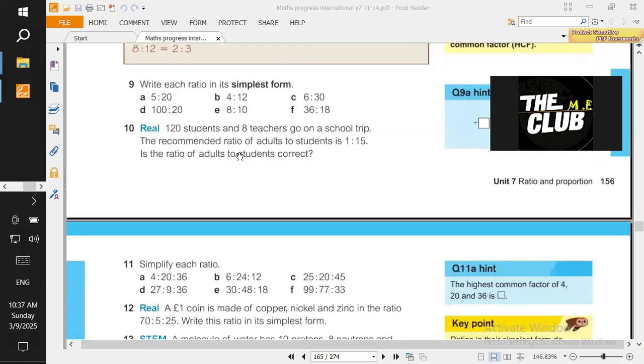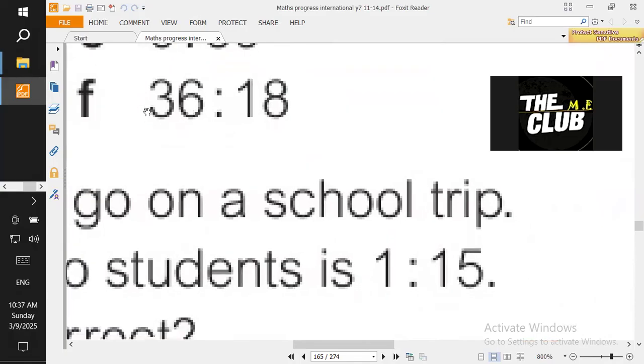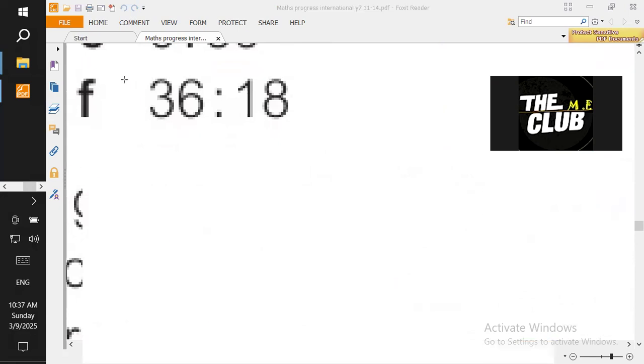Now, here, simplify ratios, same idea as we talked before. Let's take one of them. For example, this one, 36 and 18. To simplify ratios, it means you have to find the common factor or the highest common factor between them so you can divide by it. So, for example, 36 and 18, you'll notice that both of them are in the times table of 2. So 2 times 9 is 18, 2 times 18 is 36. It means you can simplify by dividing by 18 because it's the highest common factor between them.